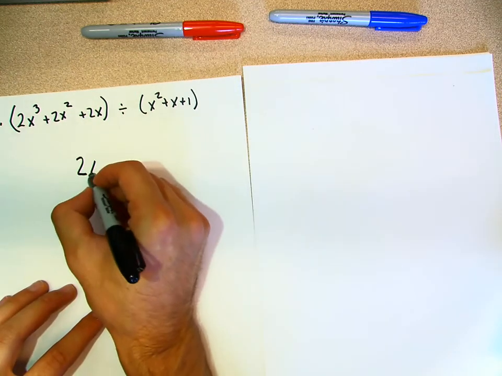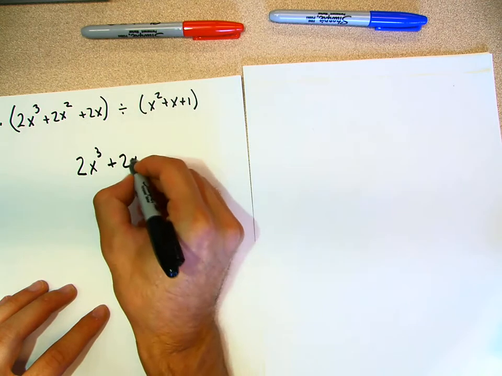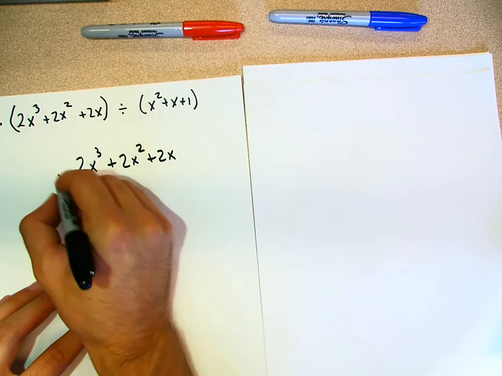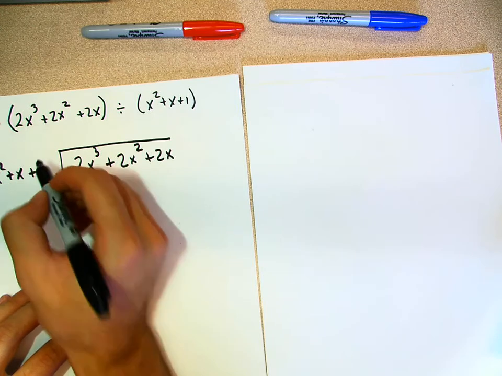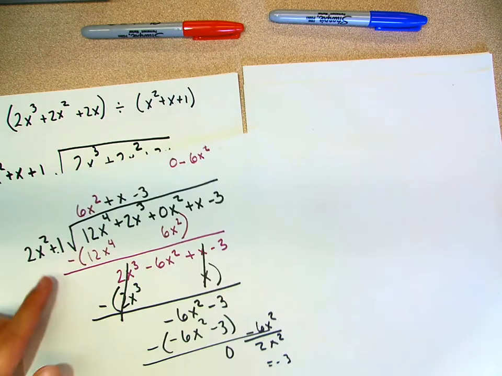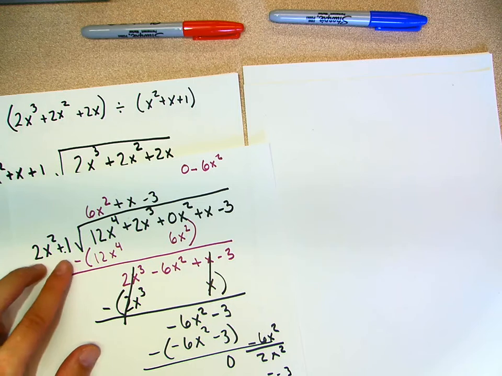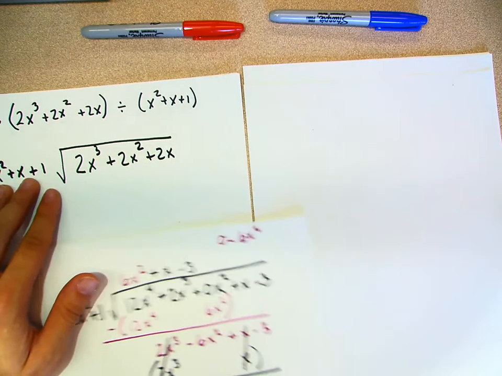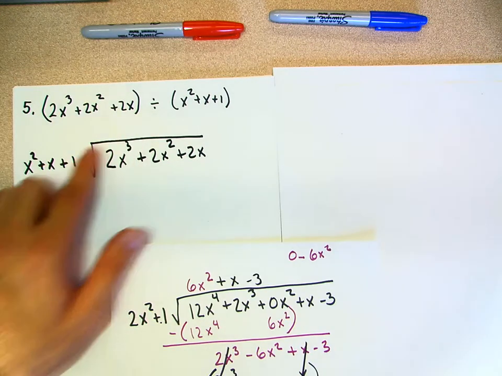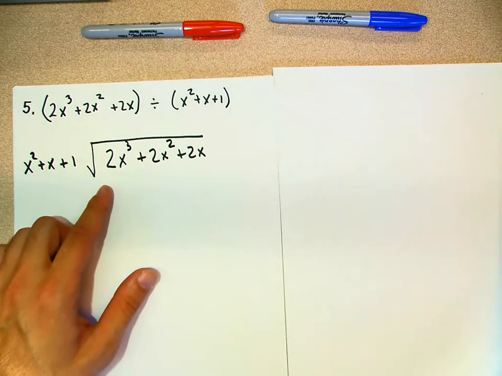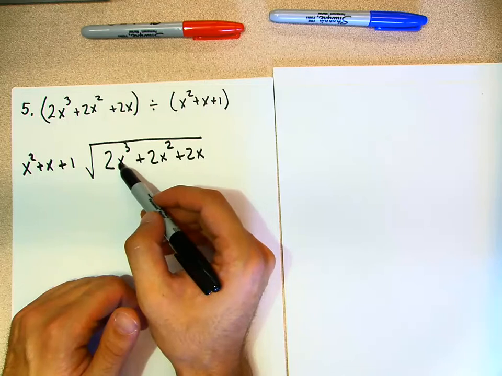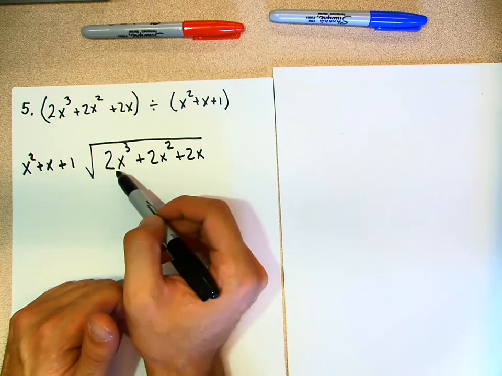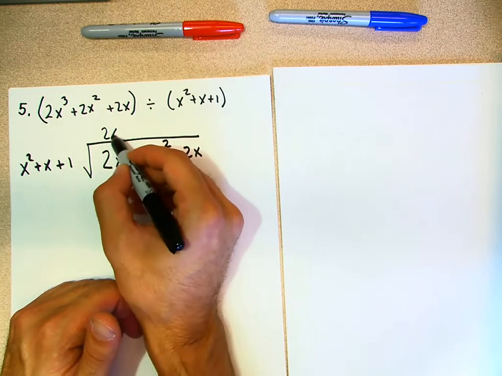So here, 2x cubed plus 2x squared plus 2x. And if you divide it, now look at this polynomial, plus x plus 1. Every time we divided it by something, we only had 2 terms. This has 3 terms. So when we do the boomerang, we got to do it 3 times. So here, how many times does x squared go into 2x cubed? It goes in 2x times.